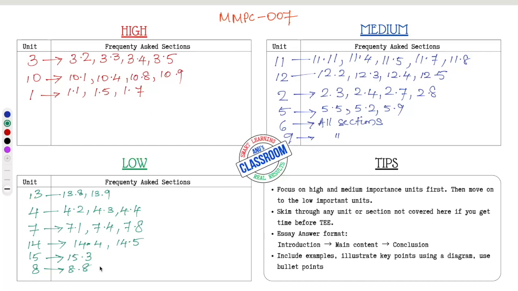Also, when you're writing your answers for essay questions, make sure you start with an introduction, then move on to the main content, and finally wrap everything up with the conclusion. And if possible, include examples even if they are not asked directly, and wherever possible, according to the type of question that you're having, if it is possible to illustrate the key points using a diagram, do that. If you're able to summarize the points using a table, then do that as well. At the bare minimum, use bullet points or divide the answer into sections.